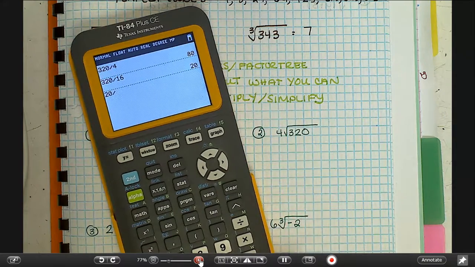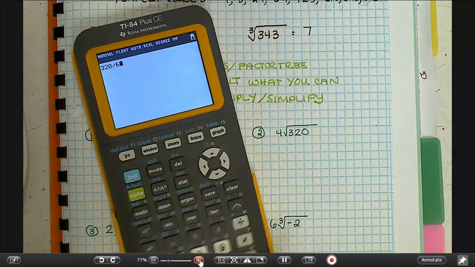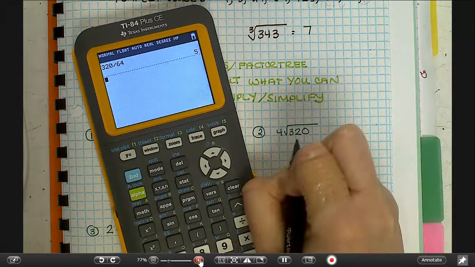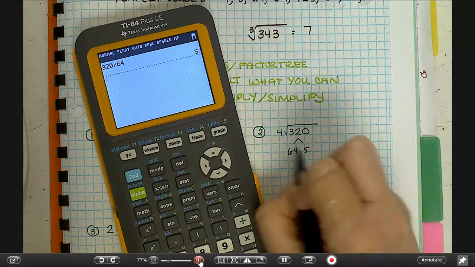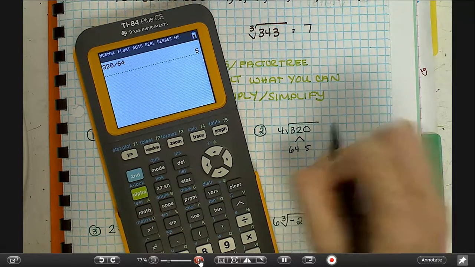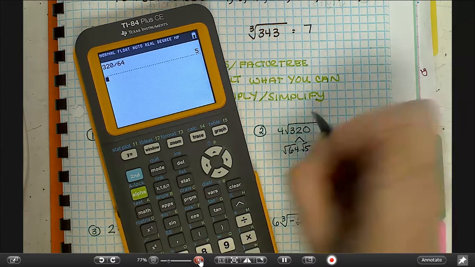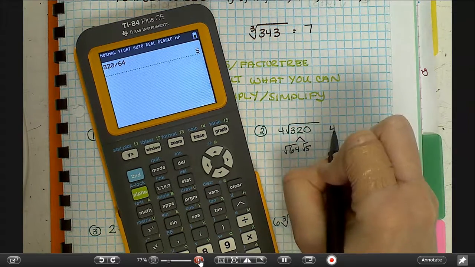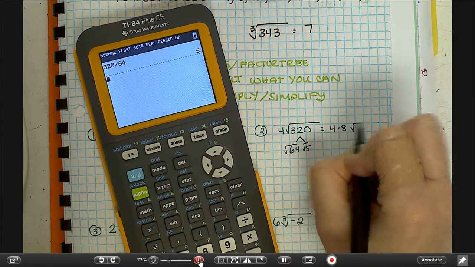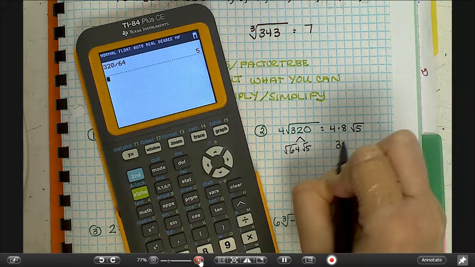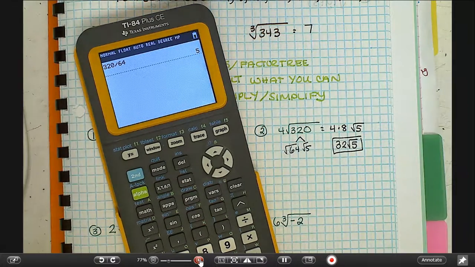320 divided by 64, oops, is 5. Hey, that works. So I'm going to say 64 times 5. 64 is a perfect square, so think about doing it like that, okay? So the square root of 64, which is 8, root 5. So the final answer for this one is 8 root 5.